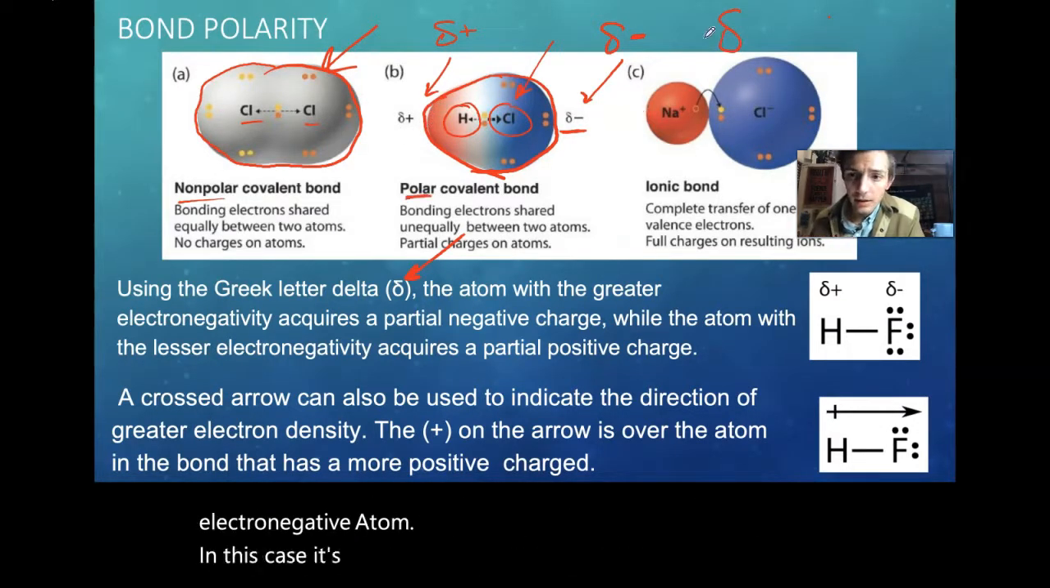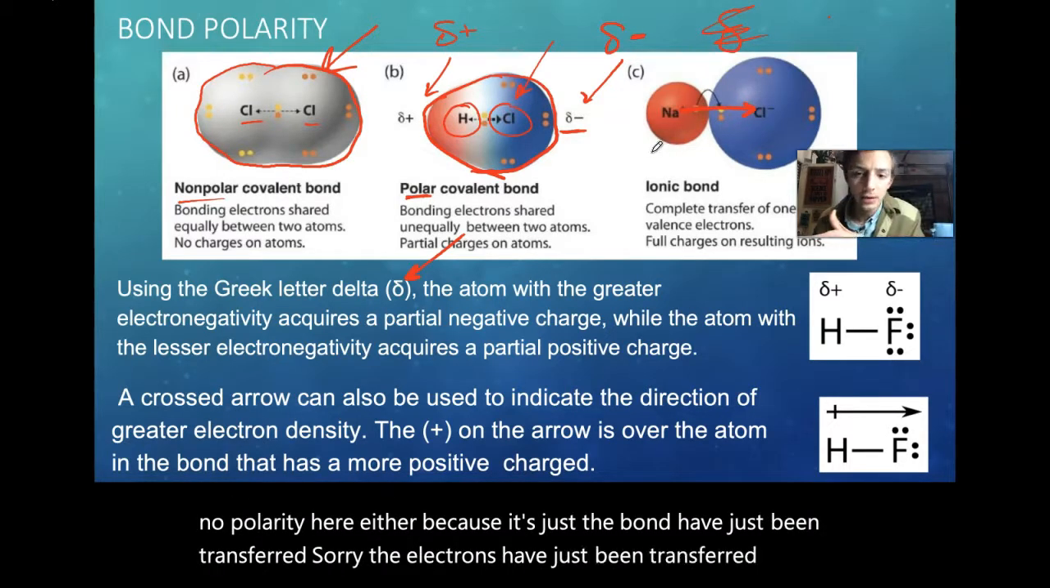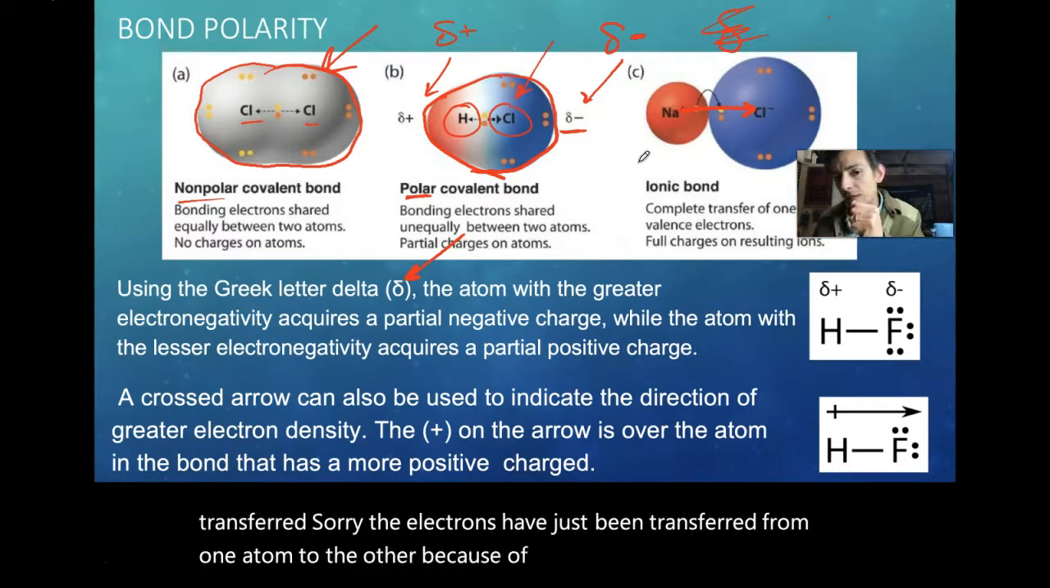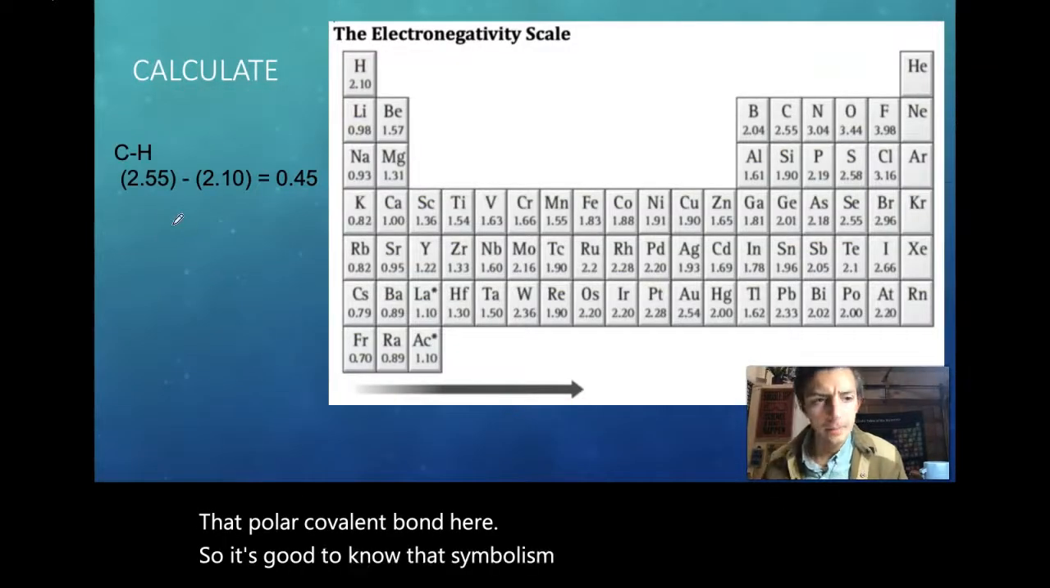Now, in an ionic bond, there is no polarity here either, because the electrons have just been transferred from one atom to the other because of such a large electronegativity difference, and that's how they satisfy the octet rule and achieve stability. Okay, let's do some practice here.